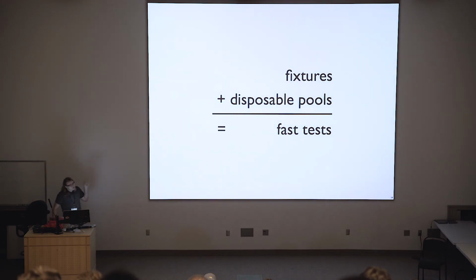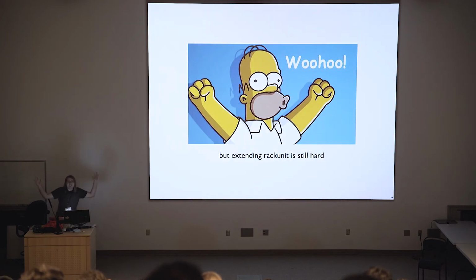So fixtures on their own imply you're making one of these things for every single test case, which can be expensive. So you combine them with disposable pools, and now you can appear to make a giant pile of resources for every single test that's isolated and not used by anybody else, but they're reused between tests, giving you faster tests that you don't have to do a whole bunch of database I/O. Voila. That's all I wanted to do.